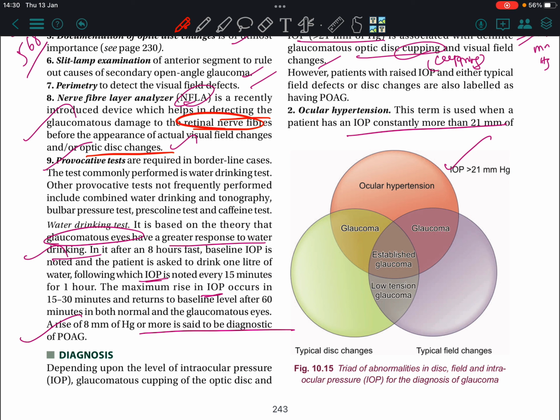Water drinking test: it is based on the theory that glaucoma eyes have a greater response to water drinking. In it, after 8 hours of fast, baseline IOP is noted and the patient is asked to drink 1 liter of water, following which IOP is noted every 15 minutes. The maximum rise in IOP occurs in 15 to 30 minutes and returns to baseline after 60 minutes in both normal and glaucoma eyes. A rise of 8 mm Hg or more is suggestive of diagnosis of POAG.